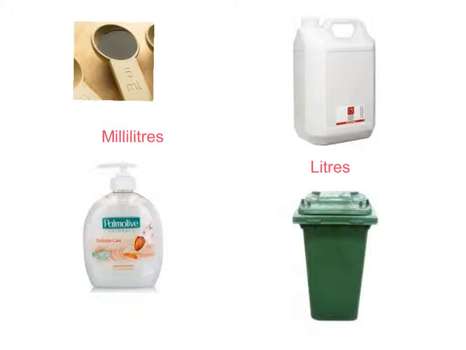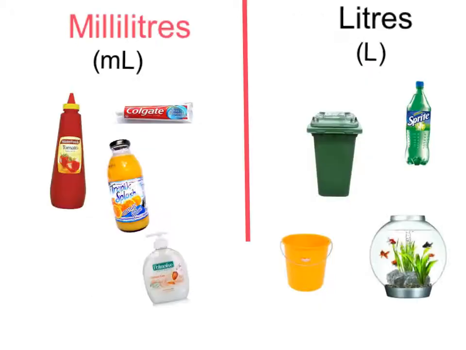We could measure the capacity of a bin in milliliters, but the most accurate way to measure it would be in litres. On this page we have a few more examples of things that we would measure the capacity of in milliliters or in litres. So remember, when we talk about capacity, we're actually talking about what is inside the container, not the container itself. So we're talking about the amount that the container will hold.